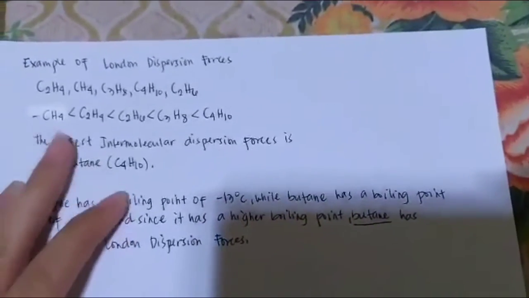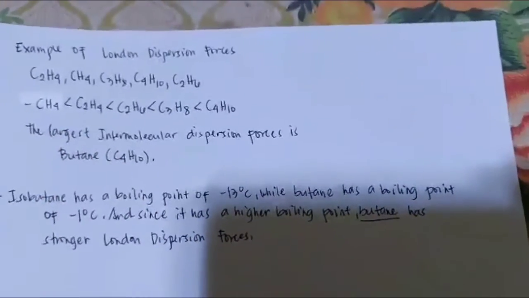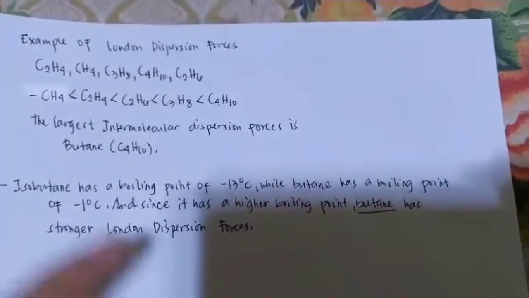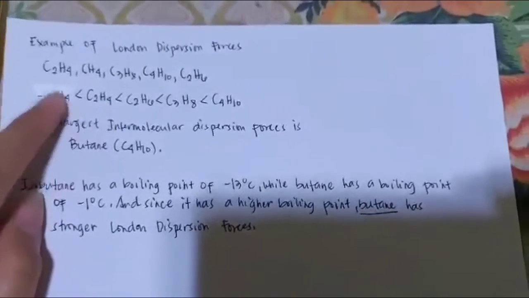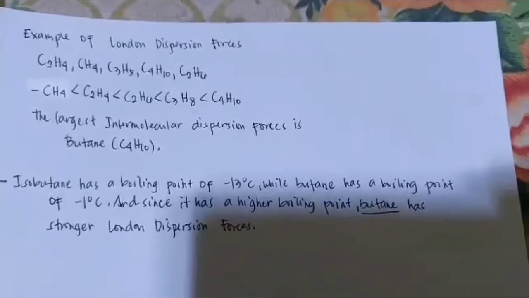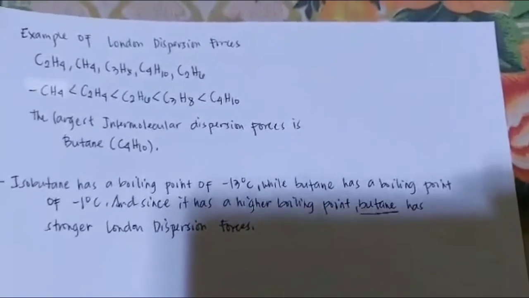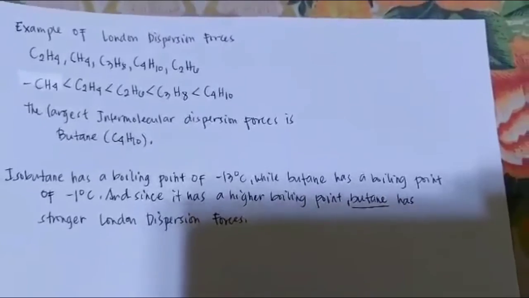Given C2H4, CH4, C3H8, C4H10, C2H6. And this is the arrangement by molar mass and surface area: CH4, C2H4, C2H6, C3H8, and C4H10. So the largest intermolecular dispersion forces are in butane, or C4H10.